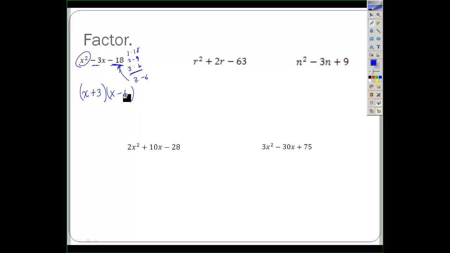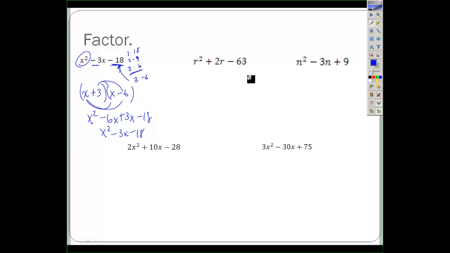If you're ever not sure if you factored it correctly, you can always FOIL it out. x times x is x squared, x times -6 is -6x, plus 3x, minus 18. And as you can see, we did get x squared minus 3x minus 18. Factoring is the opposite of FOILing. So let's take a look here again.